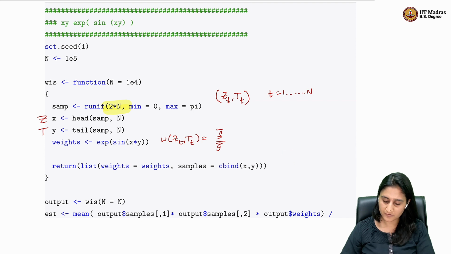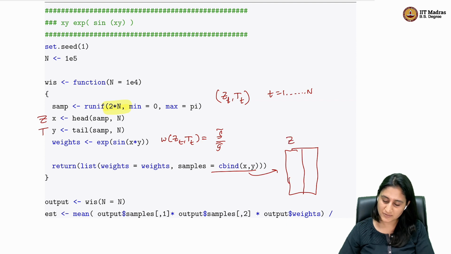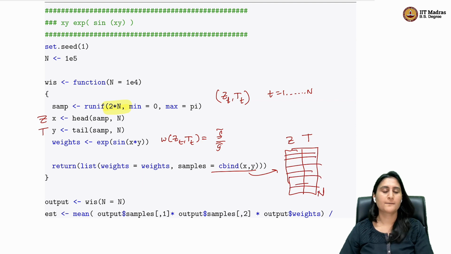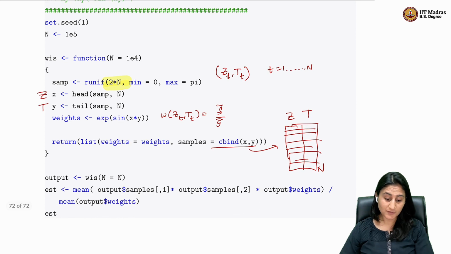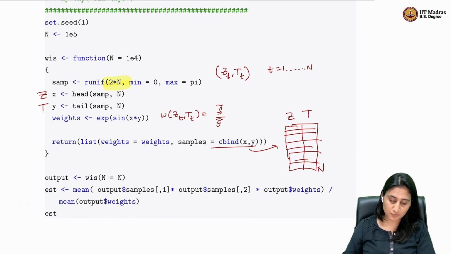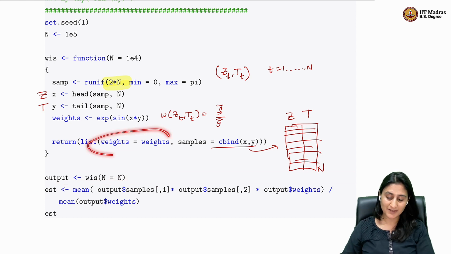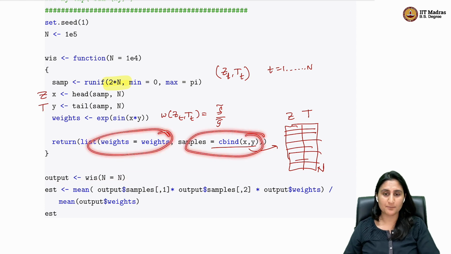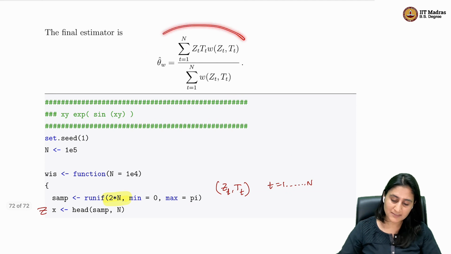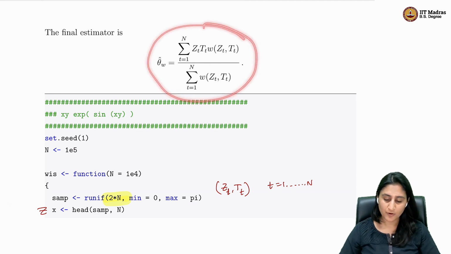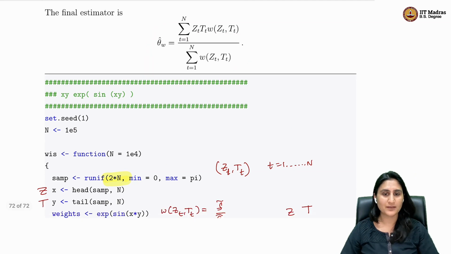This thing over here is just going to be a matrix, where there are z's on this side, t's on this side, and there are N different rows. Then I call this function and store the output in output. So output now contains my weights, my W tildes, and all my samples, which means I can go and obtain theta hat W from my samples and from my weights.